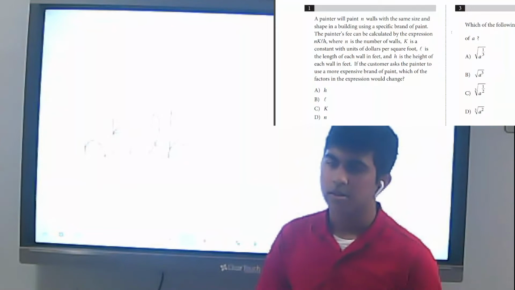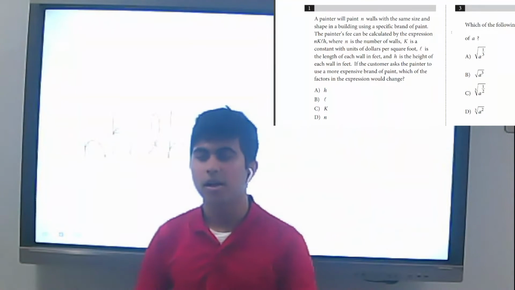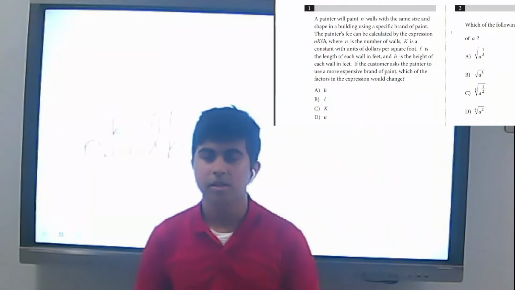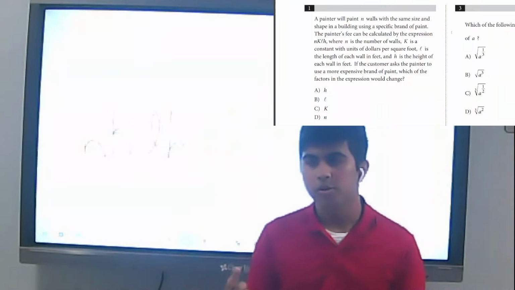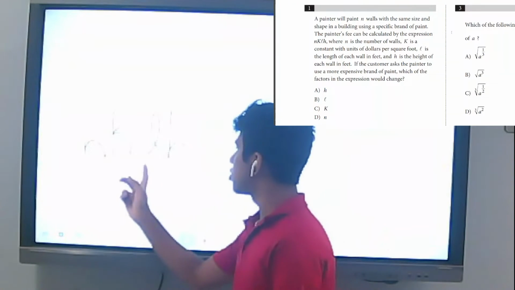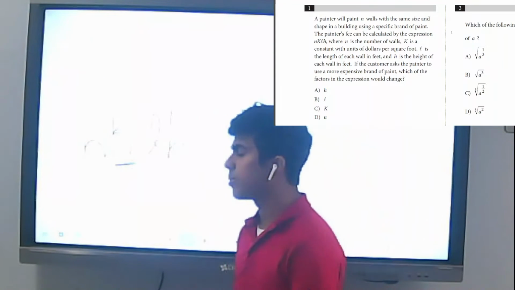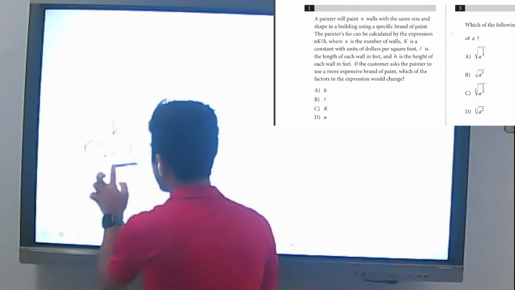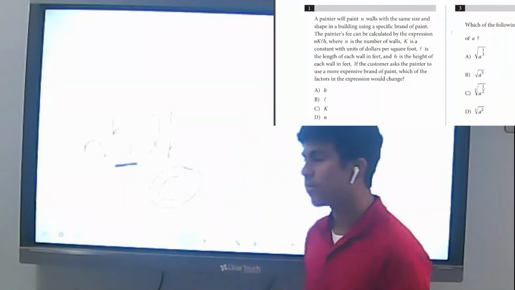Okay, so N is the number of walls. That's not going to change. K is a constant with units of dollar per square foot. So if you think about it like that, that's going to be the cost to paint 1 square foot, which is going to increase if you use more expensive paint. So I think K would change. And for the other two, L and H, length and height are not going to change just because you're using more expensive paint. So our answer is K, which is choice C. Let's keep going.